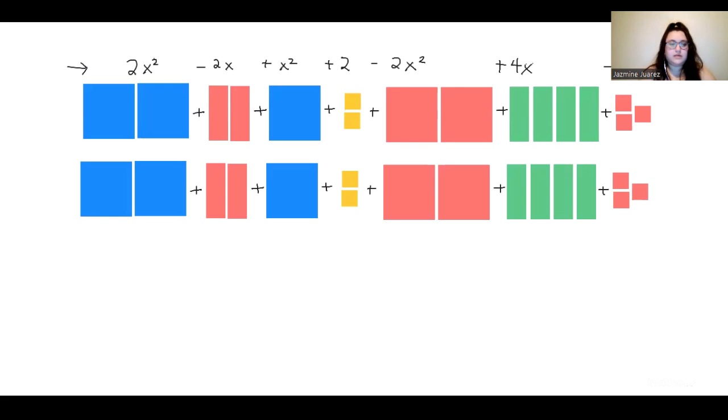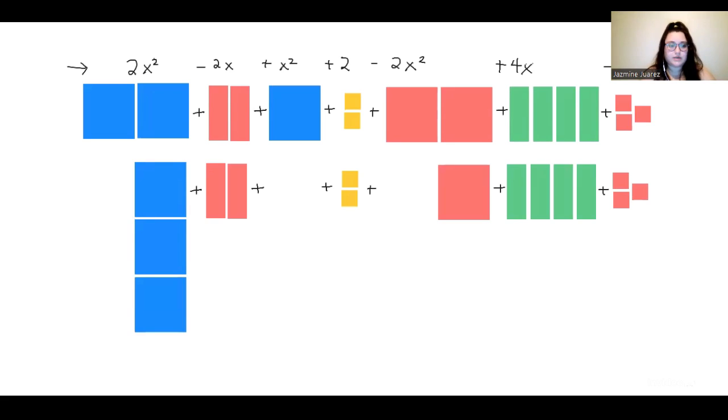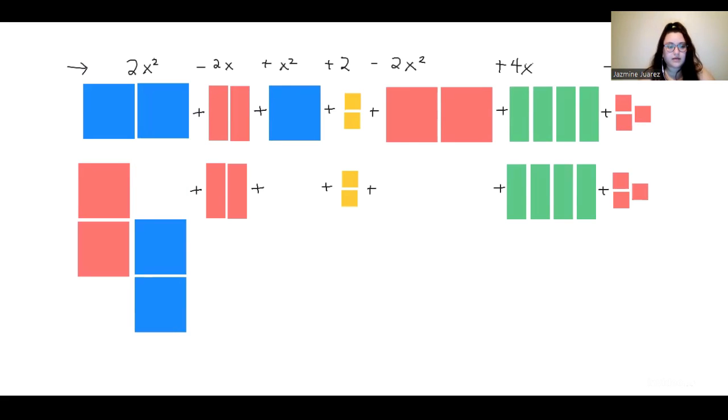So what I'm going to do is first put all these x squared tiles over here. And just so that it's a little bit easier to see what's going to happen next, I'm going to put all of my negative tiles on one side, all of my positive tiles on the other side, and line them up a little bit. Okay. Those are all of my x squared tiles from this expression. I'm going to move this plus sign down a little bit.